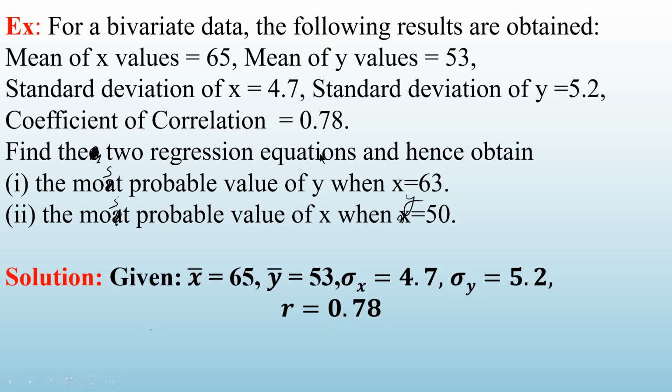Find the two regression equations. Means first of all, you have to find out regression equation of y on x and x on y. First you write down the formula. Write the equation and then use those equations to find the most probable value of y when x is equal to 63. Find the value of y when x is 63. In the next one, find the value of x when y is 50. So let us solve this problem.